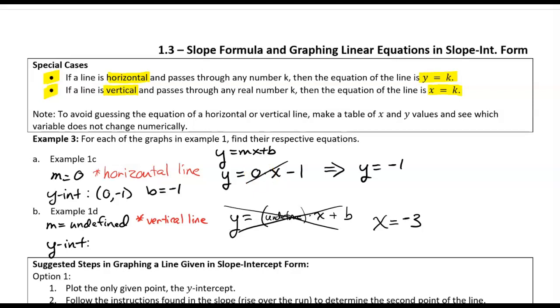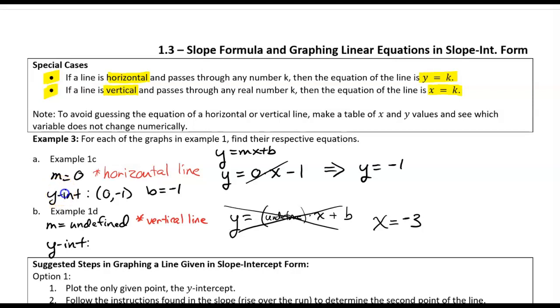Example 2. For each of the graphs in example 1, find their respective equations. We're going to do 1a and 1b to start. Looking back at 1a, we found a slope of 3/2 in both versions, so we're going to use 3/2 as our m. And from the graph, we can see that we cross the y-axis at (0, -2). So this is our y-intercept.